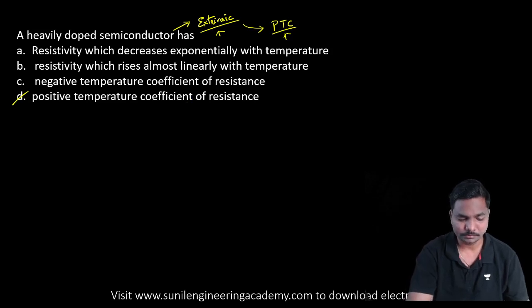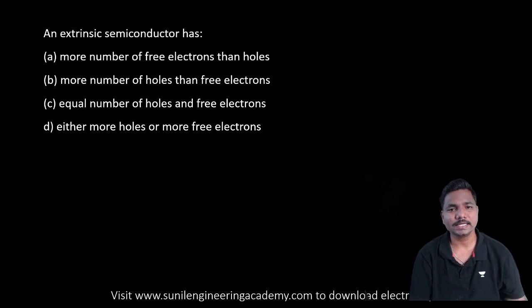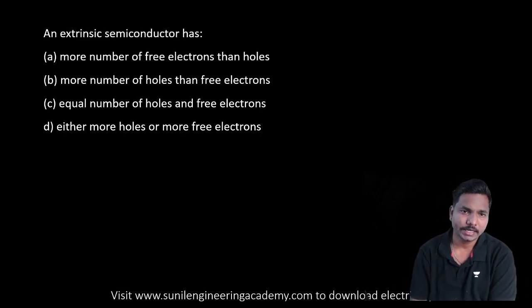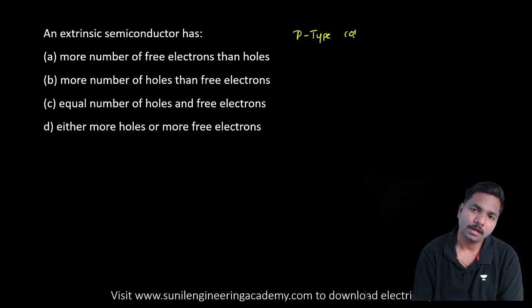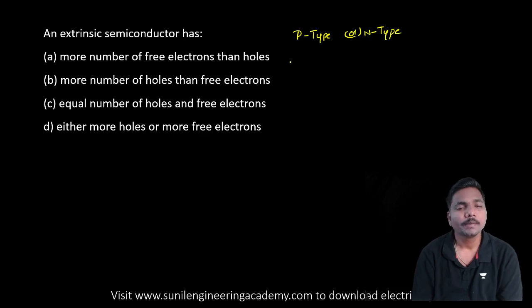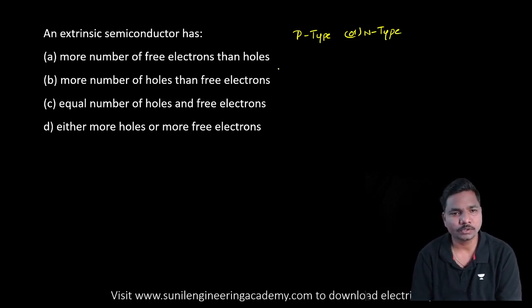Coming to the next one, an extrinsic semiconductor has dash. Extrinsic in the sense P type or N type. Here what are the options they have given? More number of free electrons than holes, may be correct. More number of holes than free electrons, that may be also correct. Equal number of holes and free electrons, no. Either more holes or more electrons.